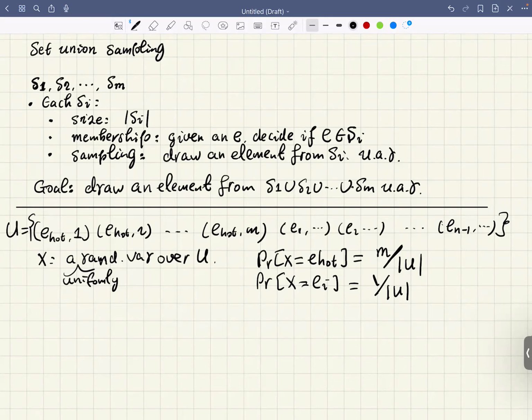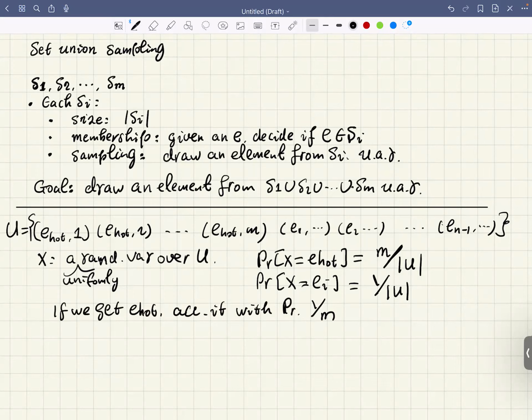But I want to make sure that if I accept it, I indeed get a uniform sample, and this uniform sample is from the distinct union. So what do you do? Well, simple. If we get E hat, then we accept it with probability just 1 over M. This is the correction step, or the acceptance step.